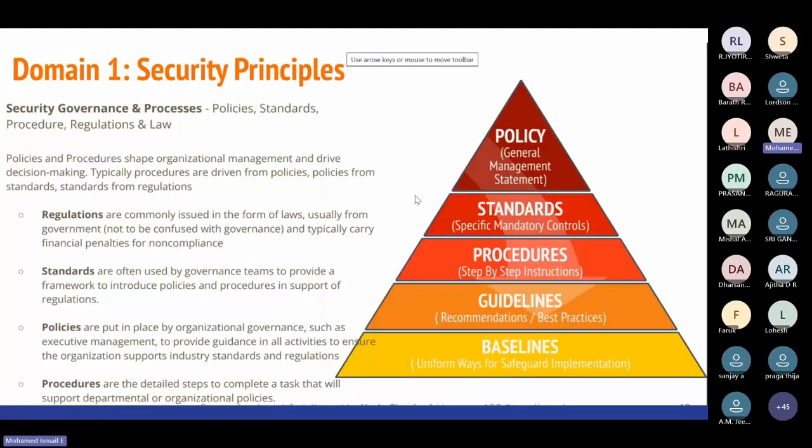So next, we need to understand security governance and process.